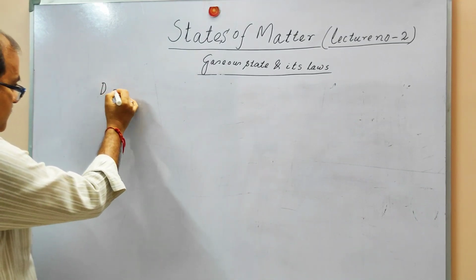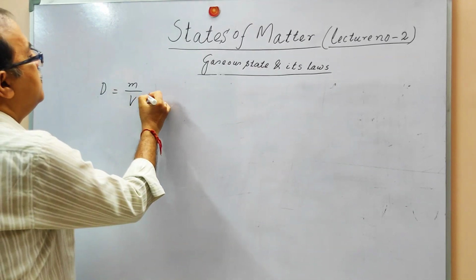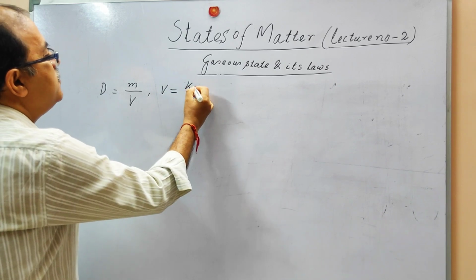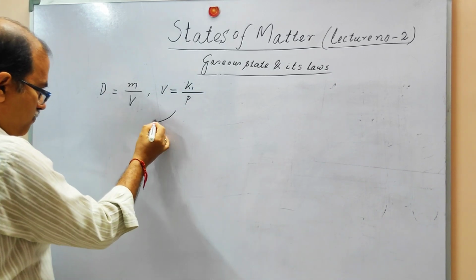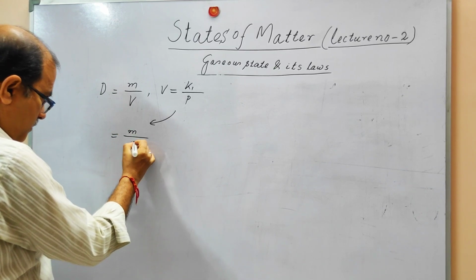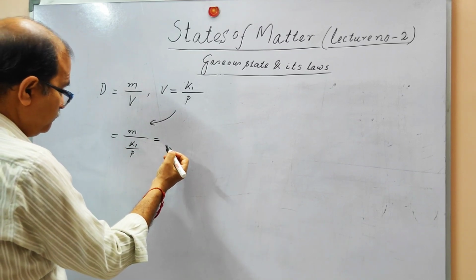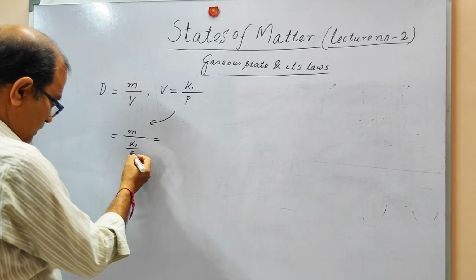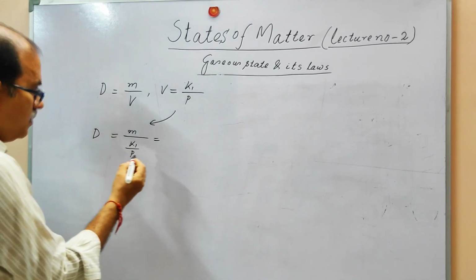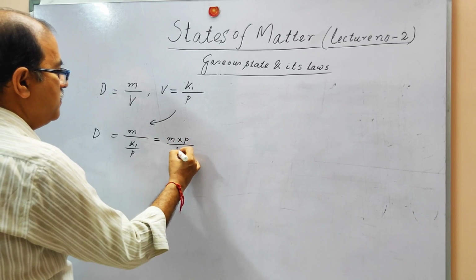We know density is D equal to M by V, where M is the mass and V is the volume. By Boyle's law, V is equal to K1 by P, and when we put this in, it becomes M by K1 by P. This is the pressure and this is the density. So what we get is M into P by K1.